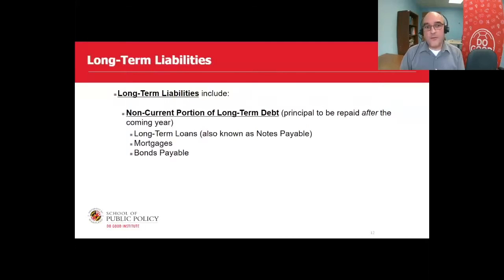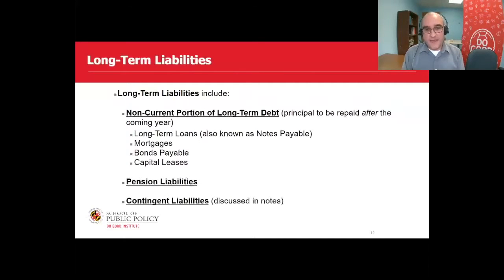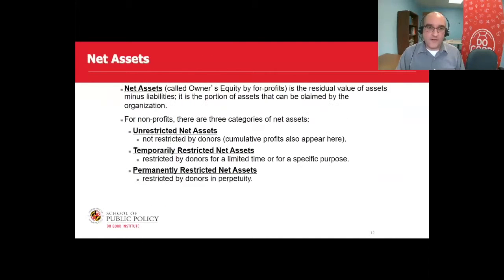whether it's a loan, a mortgage, or some other type of bond that the organization needs to pay. If the organization doesn't plan to pay it in the upcoming year, then it's classed under long-term liabilities. Leases too. Pension liabilities for retired employees, as well as other types of liabilities, which are usually spelled out in the notes of a financial statement, are also classified under long-term liabilities.